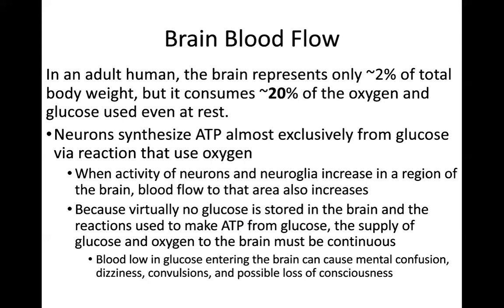Because virtually no glucose is stored in the brain, and the reactions used to make ATP from glucose require a supply, the supply of glucose and oxygen to our brain must be continuous. Blood low in glucose entering the brain can cause mental confusion, dizziness, convulsions, even possible loss of consciousness. That's why being hypoglycemic can be very dangerous.